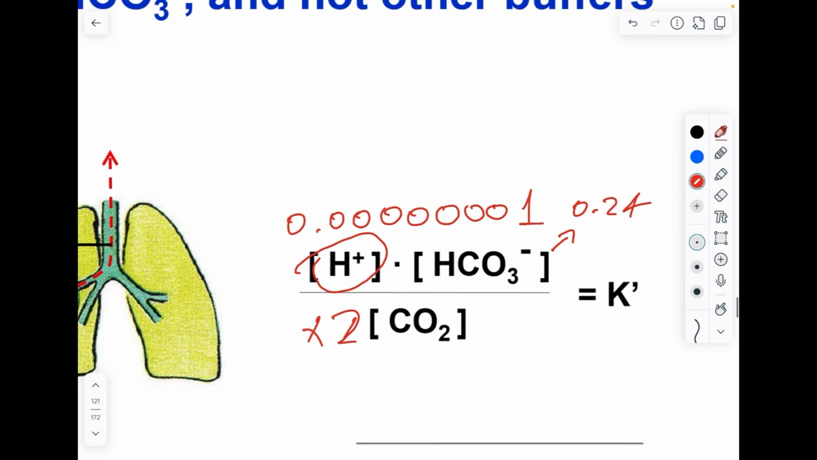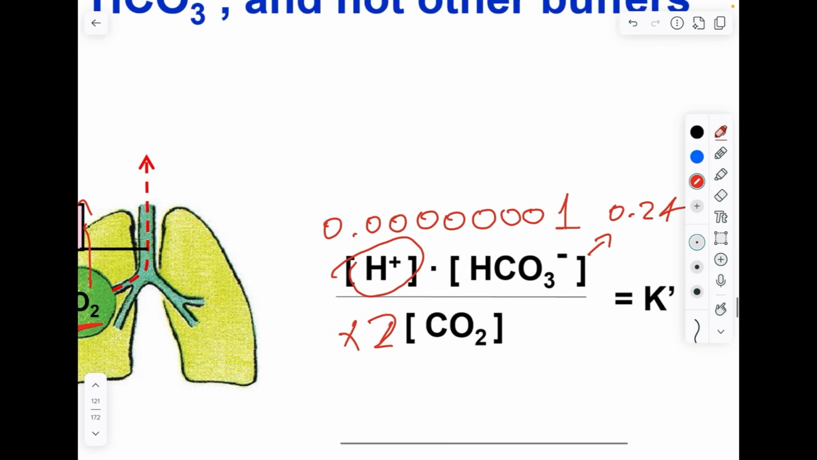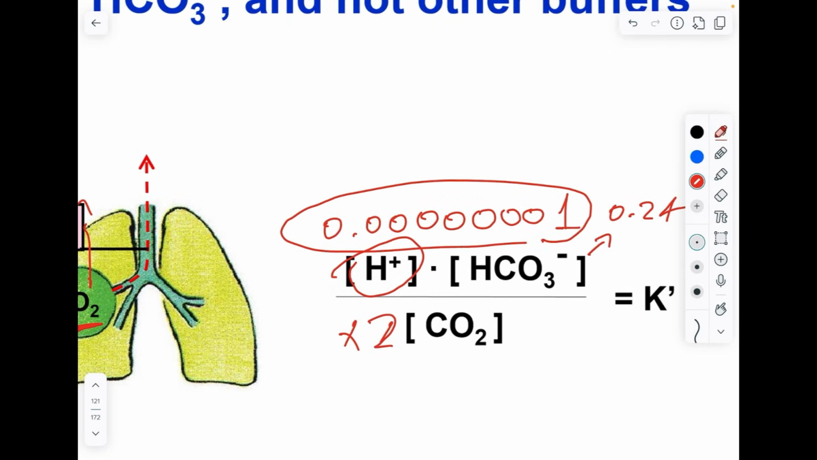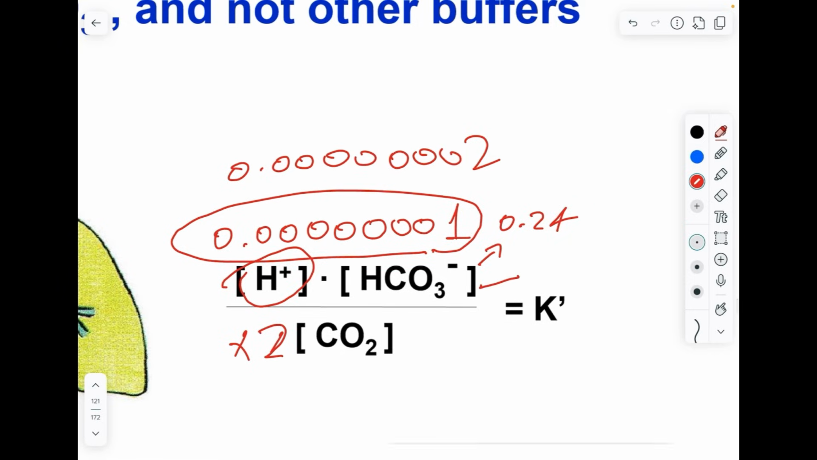What will happen? Only one molecule of CO2 will go there and increase H+ and increase HCO3. Once H+ is increased, since it's only this small amount, it will just become like this. But the concentration already doubled. Can you see? The difference is very small, but the concentration already doubled. While for this, one extra molecule will not do anything.